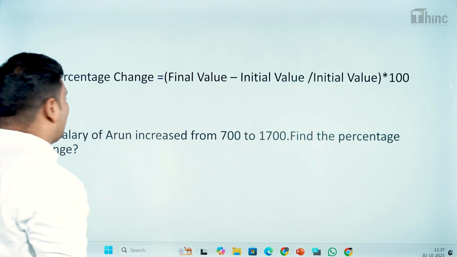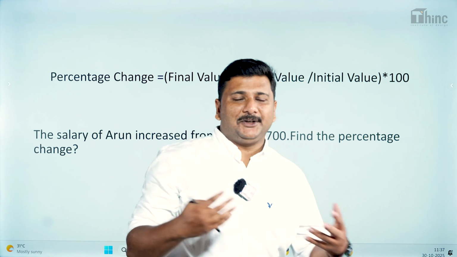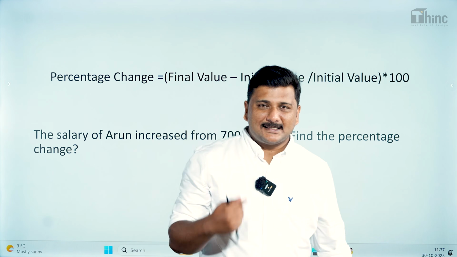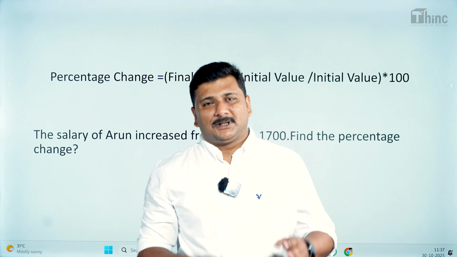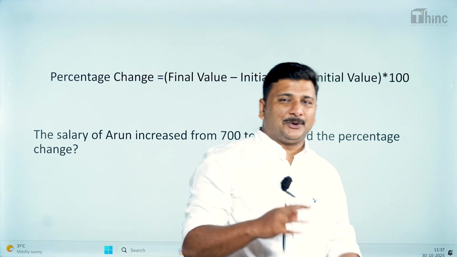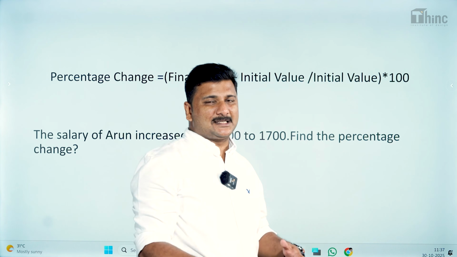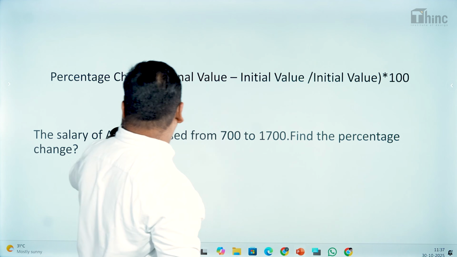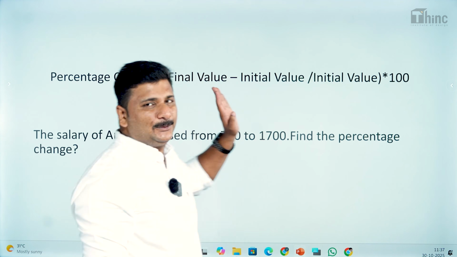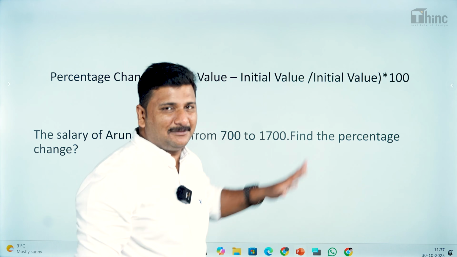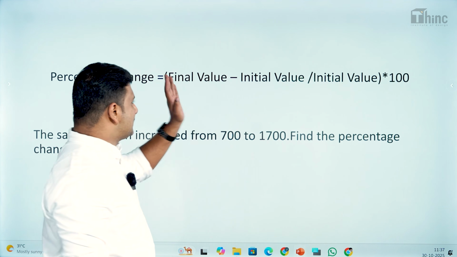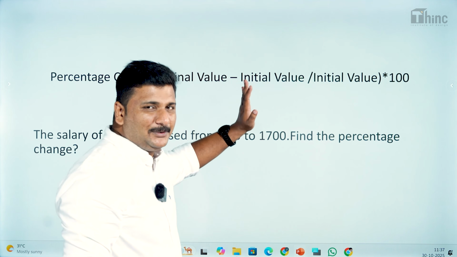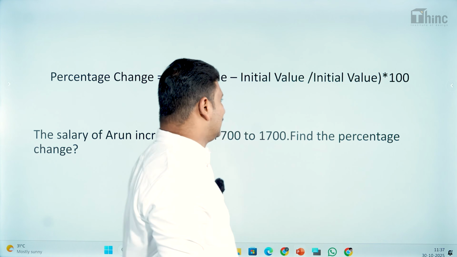Now we are going to the concept of percentage change. When we talk about percentage change, this is something which is very simple. But since most people are not aware of the correct formula, they make mistakes all the time. So percentage change is basically final value minus initial value, divided by initial value, into 100.